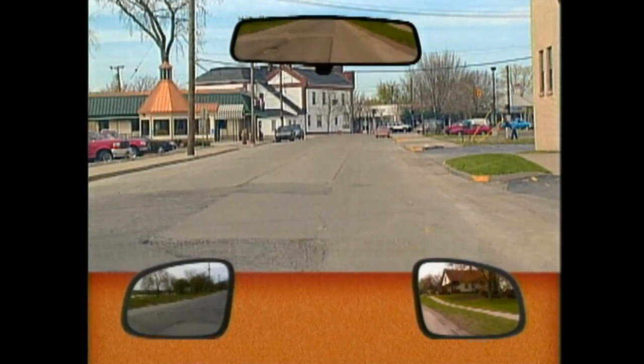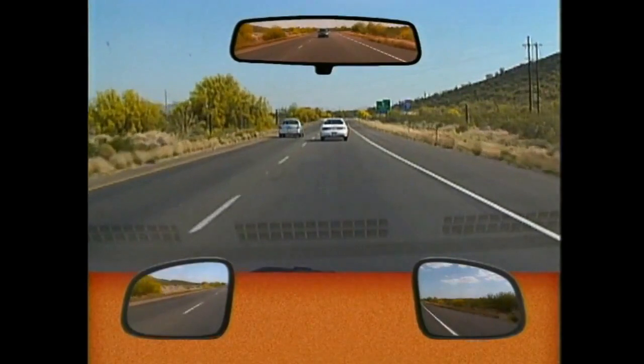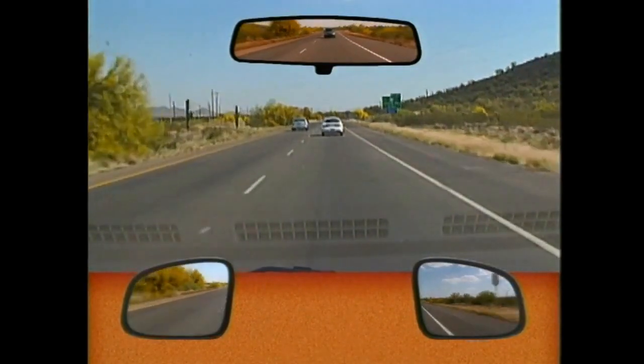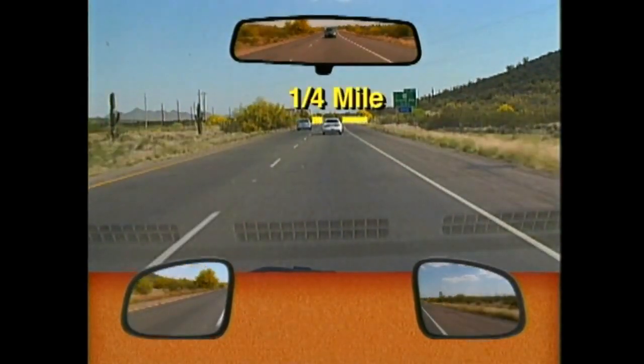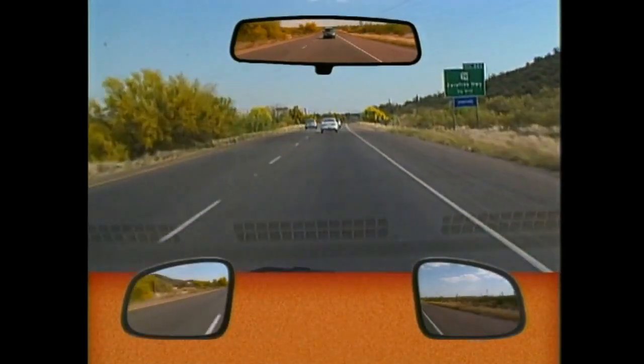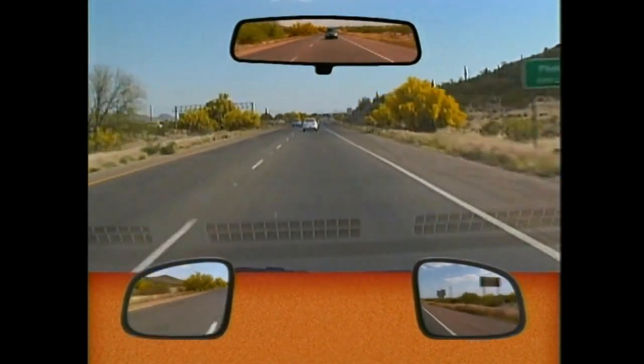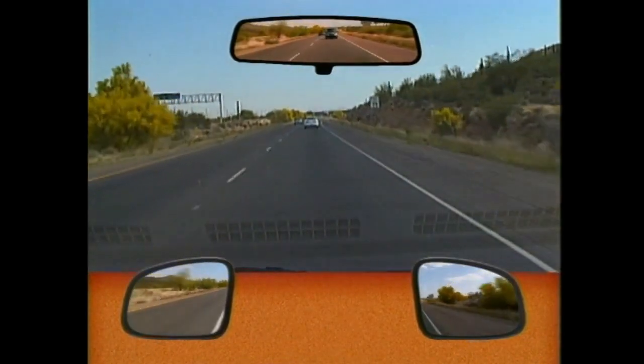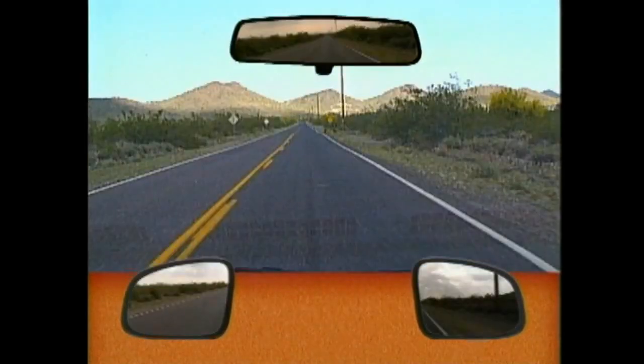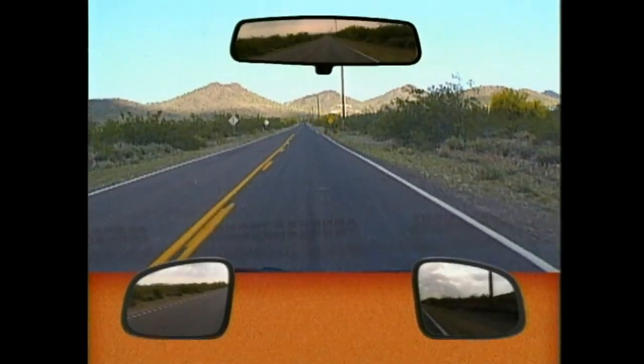Here on a city street, that's about 1 block. Out here in the open road, traveling at 55, that's about 1/4 of a mile. Unfortunately, roads don't have little lines showing us where 15 seconds starts. We just need to have a picture in our mind's eye. One way to get that picture is this. When we're driving down the road, pick a point in the distance like that sign and start counting to 15.